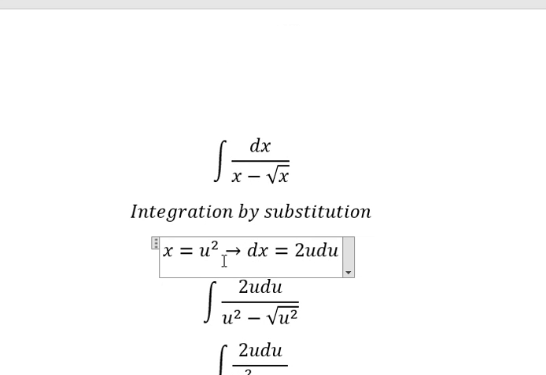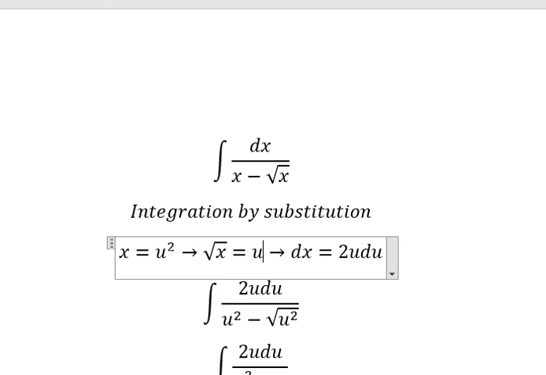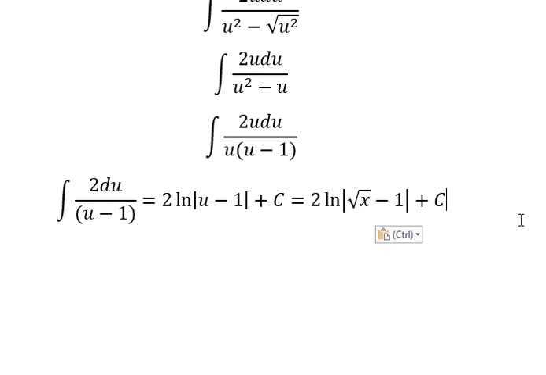So we put the square root on both sides, and you get the square root of s equals u. So I will put this one, we change it for u. And this is the final answer.